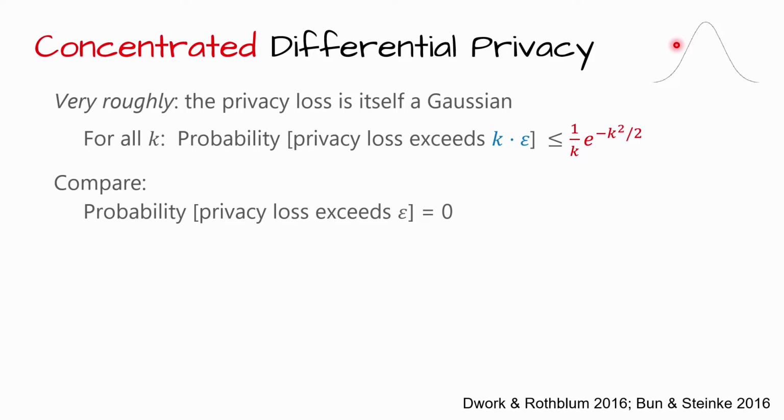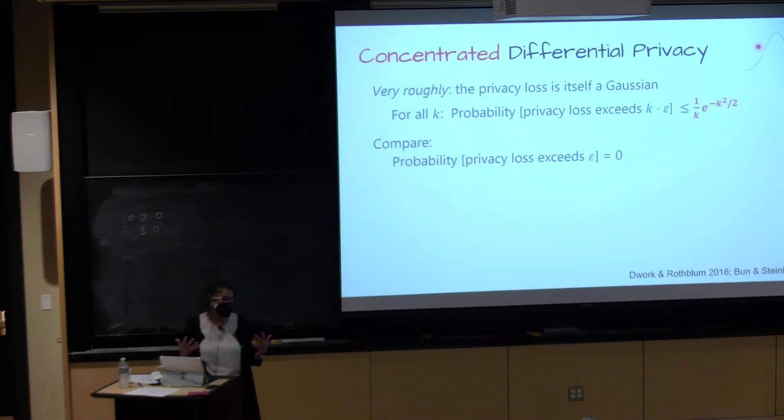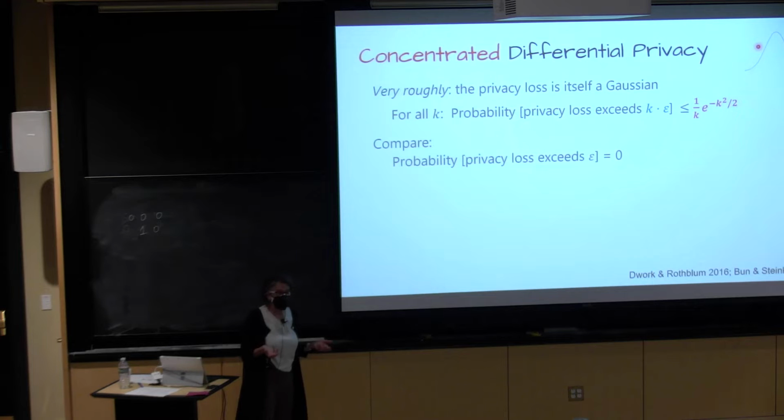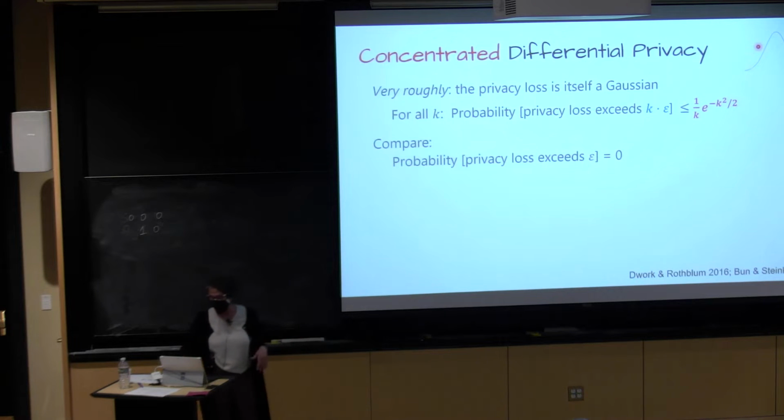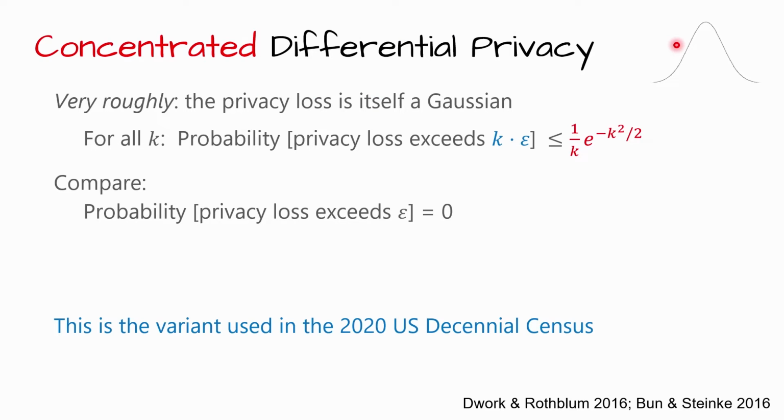So you can compare that. It's quite different than saying the probability of exceeding epsilon is 0. But still, you exceed epsilon, but you're very likely, if you exceed it, to just still be at 2 epsilon at most. And super likely to be within 3 epsilon, and so on and so forth. So it may not be so bad.